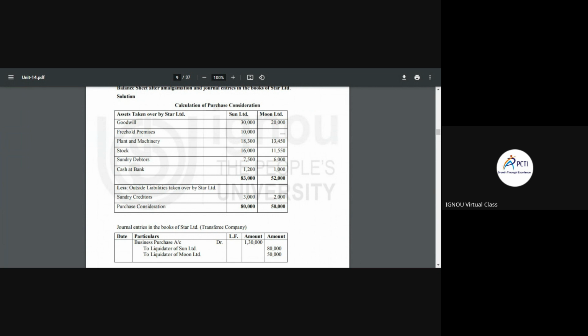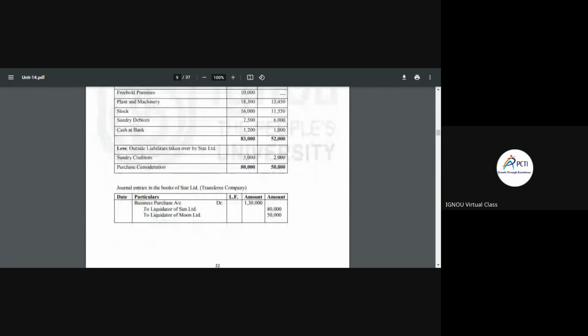The assets taken over by Star Limited will be goodwill, freehold premises, plant and machinery, stock, sundry debtors, cash at bank. The total of Sun Limited will be 83,000 and the total of Moon Limited will be 50,000. Then we deduct the liabilities, that is the outside liability taken over by Star Limited, which is the sundry creditors. When we deduct the liability from the assets, we get the purchase consideration: 80,000 for Sun Limited and 50,000 for Moon Limited.